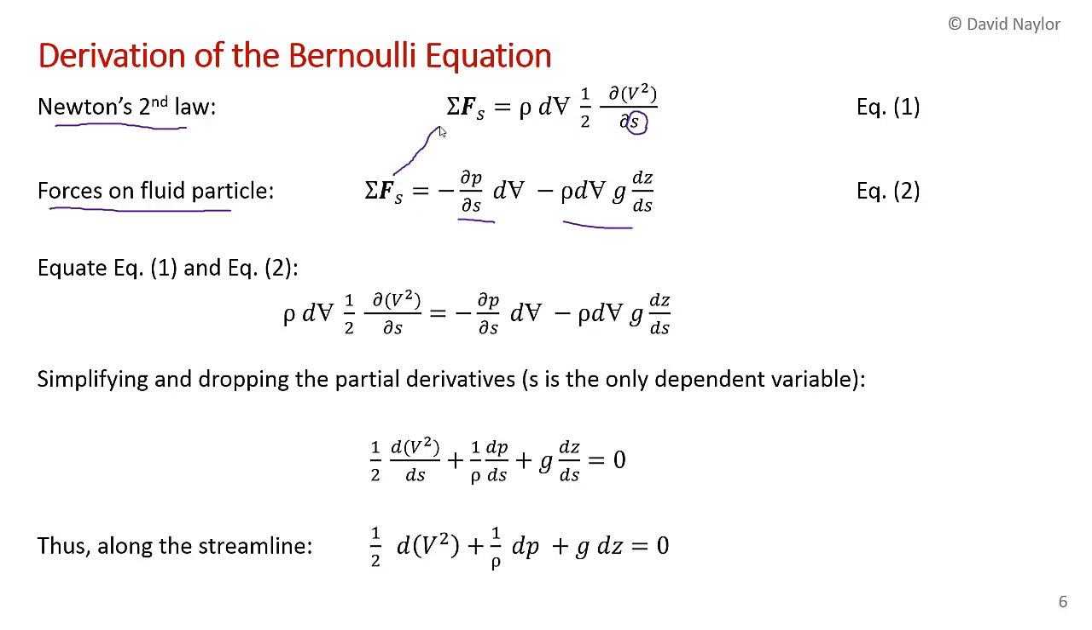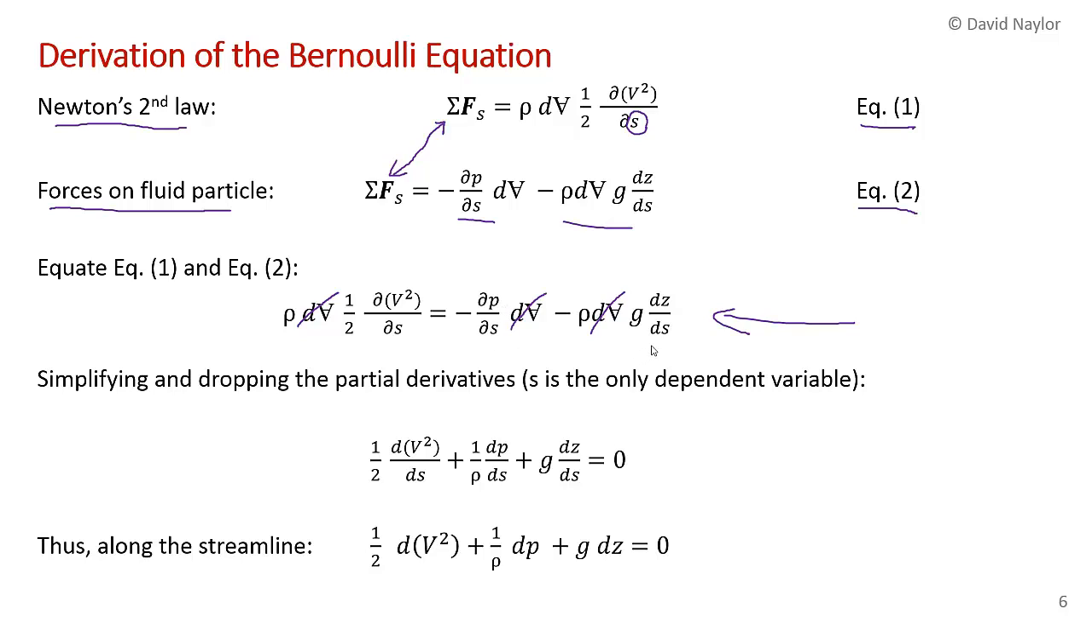So now we can equate these two. We can set that equal to that, and that's what I've done. I've equated the right-hand sides of equation 1 and equation 2, so you'll see that's what we have right here. Now you can see right away that each term has this incremental or differential volume. We can get rid of that. In addition, we have d/ds of V squared, dP/ds, and dz/ds.